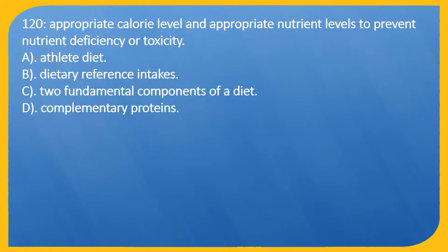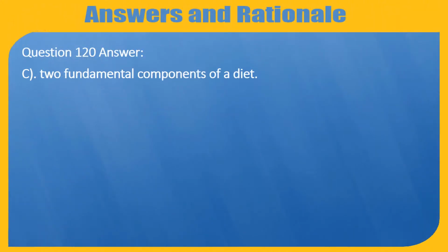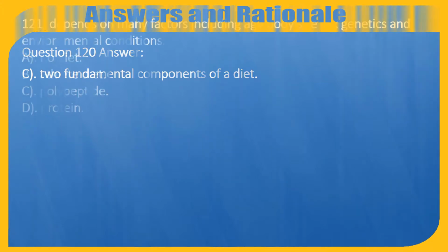Question 120, appropriate calorie level and appropriate nutrient levels to prevent nutrient deficiency or toxicity. A. Athlete diet. B. Dietary reference intakes. C. 2 fundamental components of a diet. D. Complementary proteins. Question 120 Answer, C. 2 fundamental components of a diet.